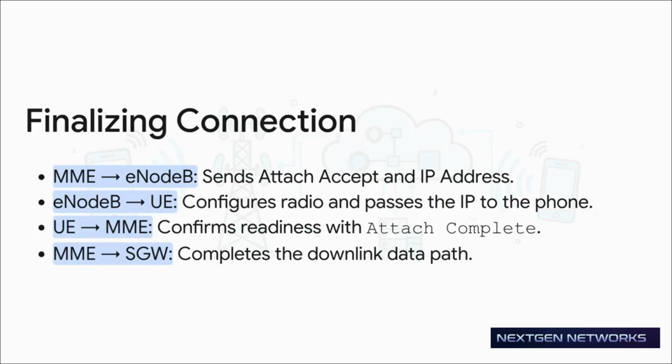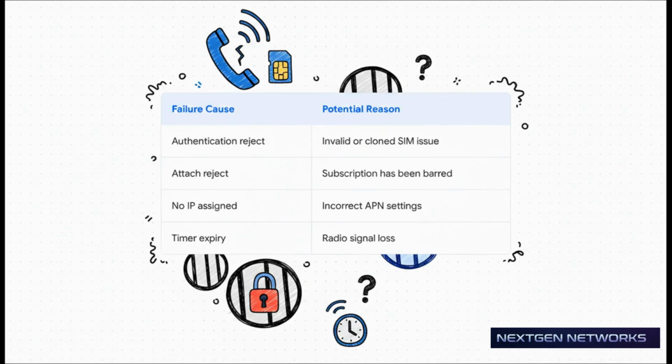So there's this final flurry of messages that just seals the deal. The MME sends the official go-ahead to the cell tower, handing over your new IP address. The tower then tweaks its radio link just for you and sends all the final connection info down to your phone. Your phone sends one last message back saying, "I'm ready." The network connects the last piece of the puzzle, and that's it. You are fully connected.